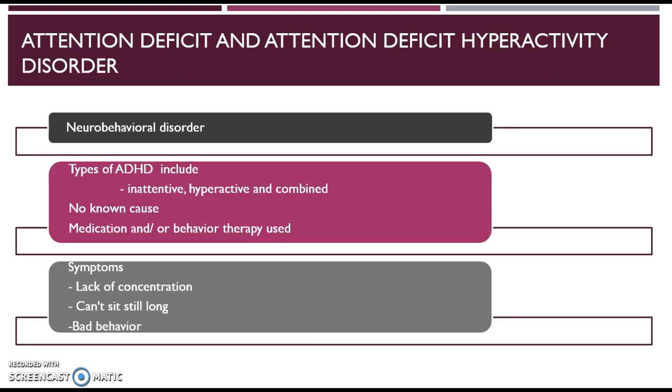So the first one is going to be attention deficit and attention deficit hyperactivity disorder. This is a neurobehavioral disorder that's found in kids, teens, and adults. It is more common that boys have this disorder, but girls do as well. And they're usually diagnosed at the earliest age of about 7 years old. And then, like I said, it can be misdiagnosed for a long period of time for an adult to finally be diagnosed with it as well. There's 3 types of ADHD. There's the inattentive, there's the hyperactive, and then there's the combined type.